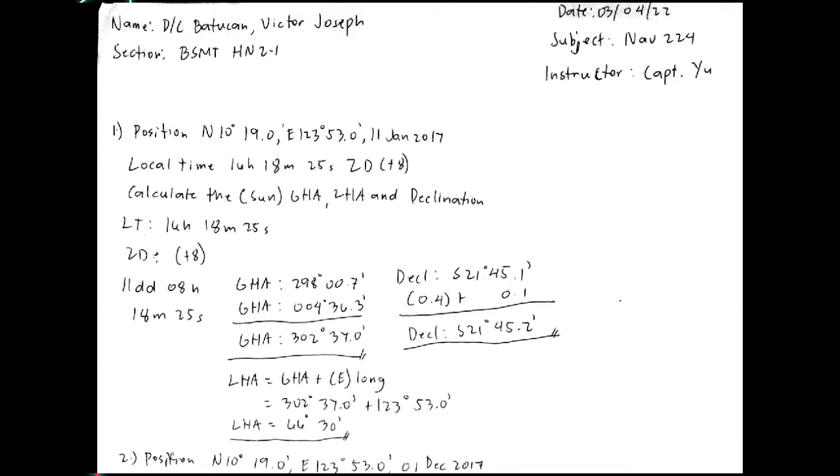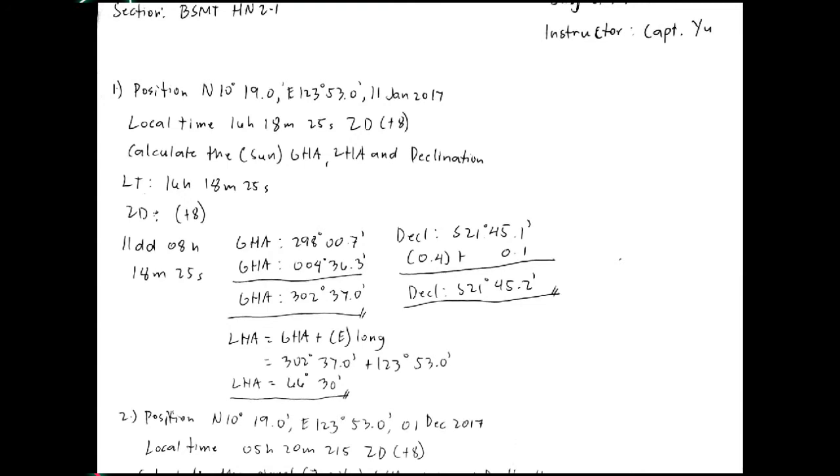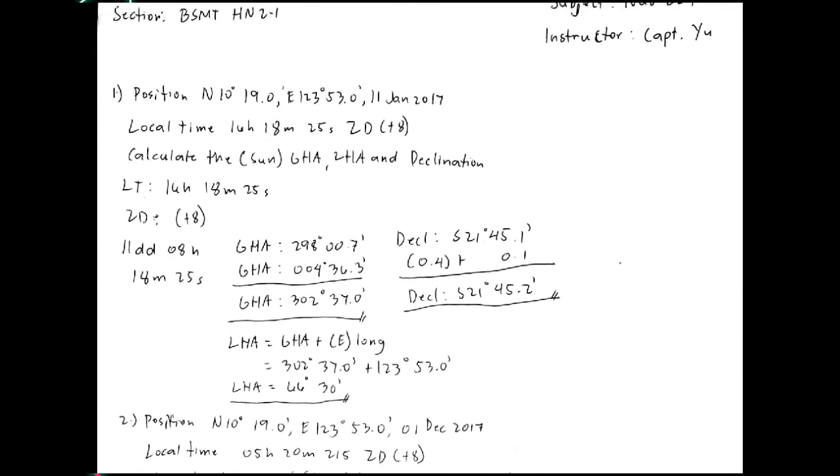For number one, we have a position of 10 degrees north, 19.0 minutes for the latitude, and for the longitude, 123 degrees east, 53.0 minutes, with the date January 11, 2017. We have a local time of 16 hours, 18 minutes, and 25 seconds, and a zone description of +8. We will calculate the sun's GHA, LHA, and declination.